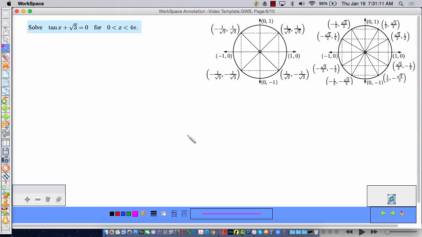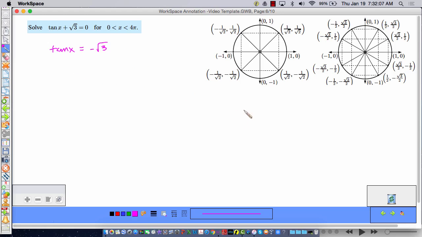For this one, tangent x plus root 3 equals 0. So tan x is equal to negative square root of 3. We have to think about where that happens. While we didn't memorize or derive where tangent is equal to the square root of 3, you will get quite used to it, or negative square root of 3. We just need to look for the root 3's.